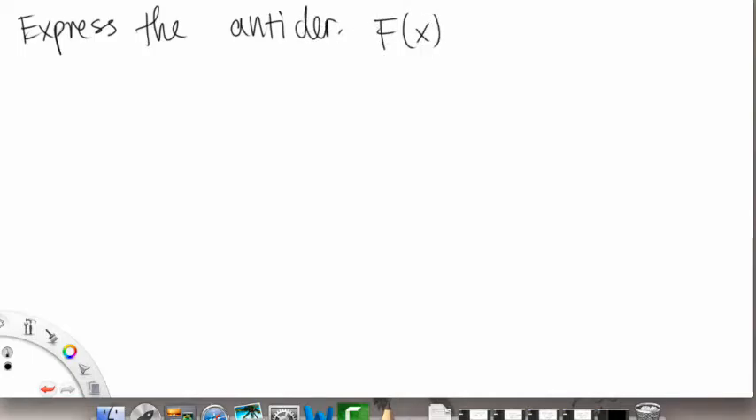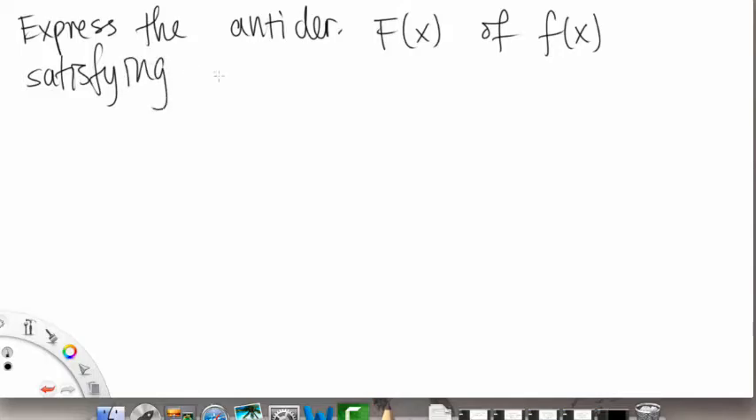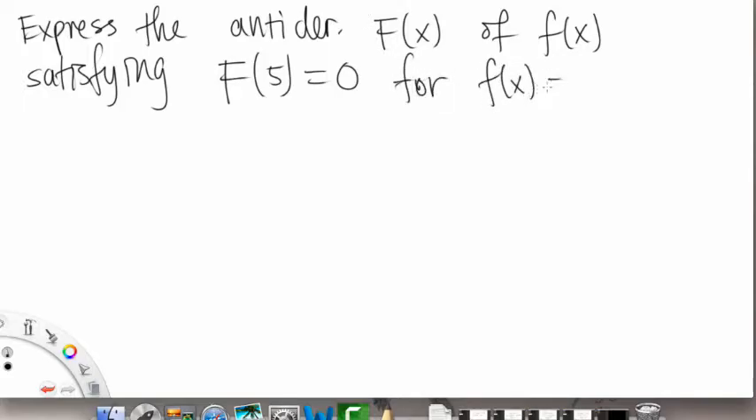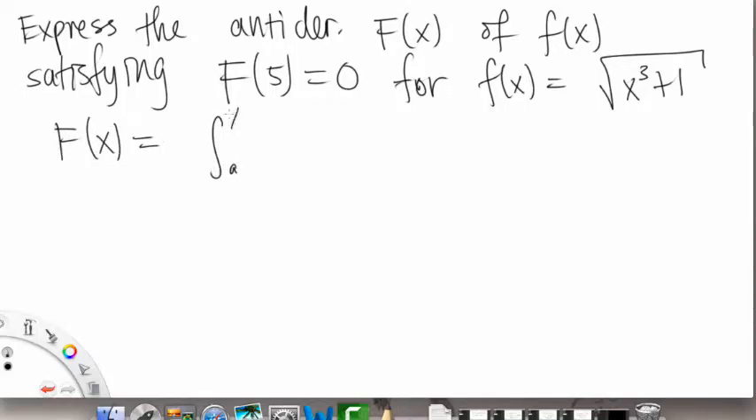So the first problem that we have is to express the antiderivative, I'll just abbreviate, capital F of x, of little f of x satisfying the following condition, that capital F of 5 is equal to 0, for our function f of x, which is equal to the square root of x cubed plus 1. Okay, so how are we going to set this up? We want capital F of x to be the integral from a to x of f of t dt.